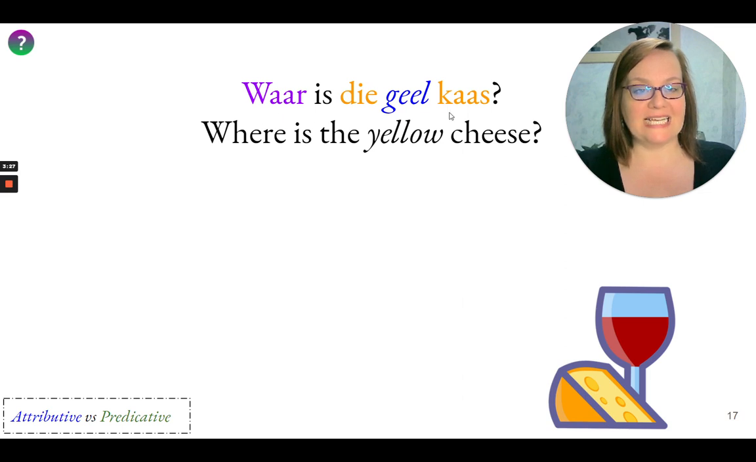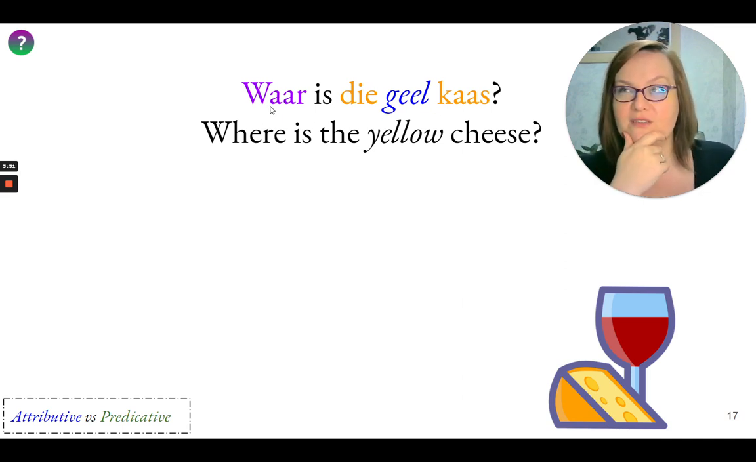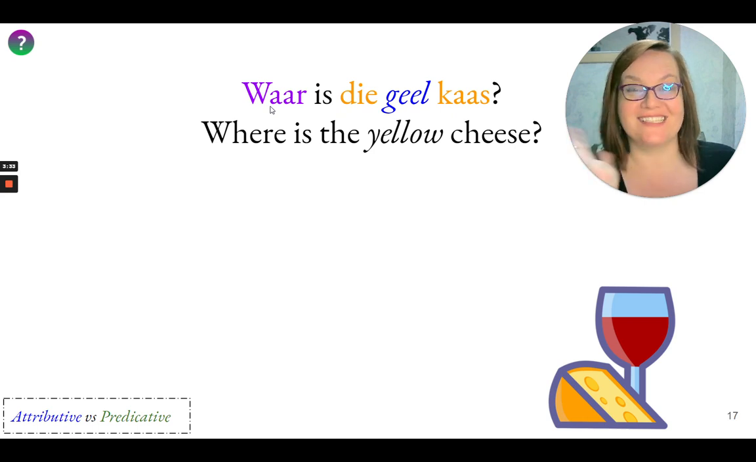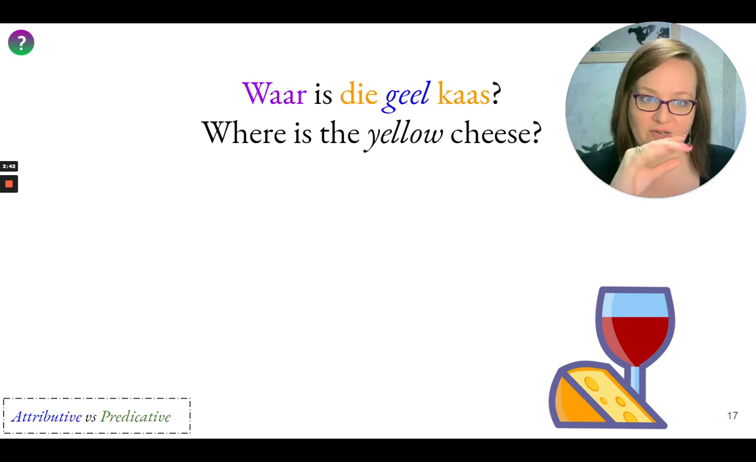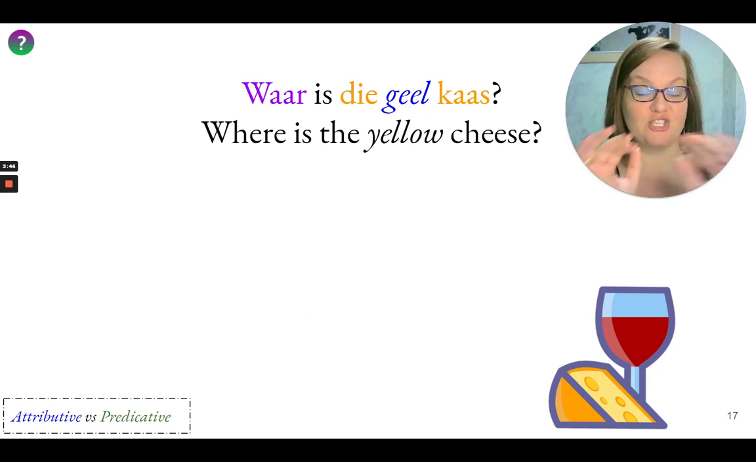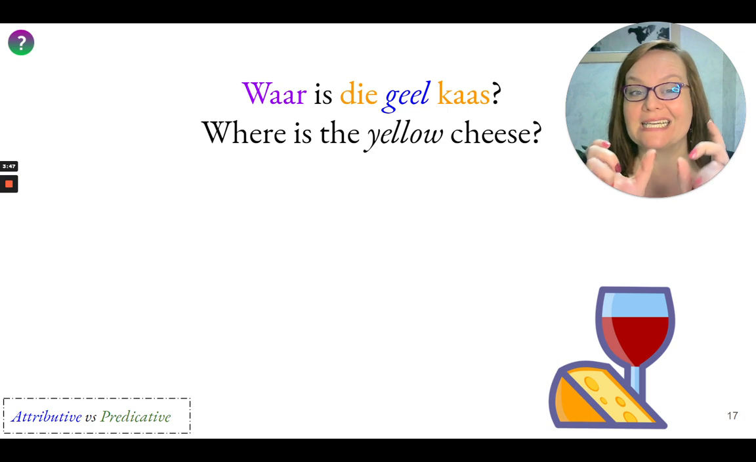Waar is die geel kaas? Waar here would be the interrogative pronoun, which is the subject of the sentence here. Waar is die geel kaas? Geel does not get inflected. So it's not attributive or predicative, really. I just colored it so you can see it doesn't change. Geel stays geel.